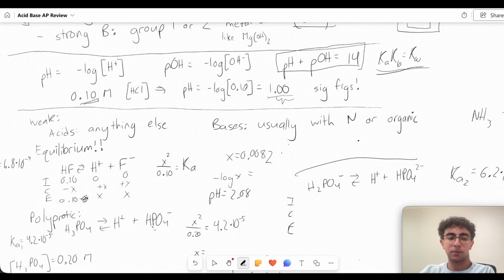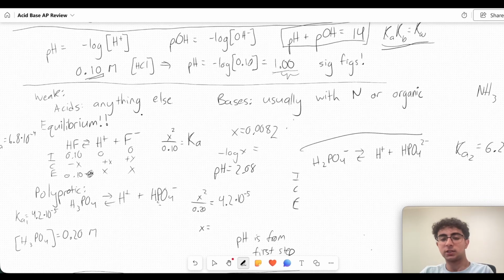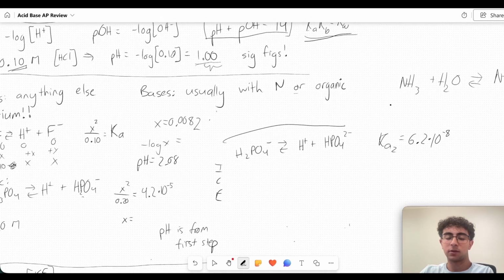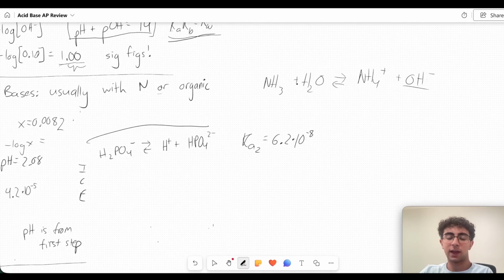With weak acids and bases, a weak acid is literally any other acid that's not the 6 we talked about. A weak base will usually have N or be an organic compound with N. With weak bases, when you write the reaction, you'll need to include H2O.